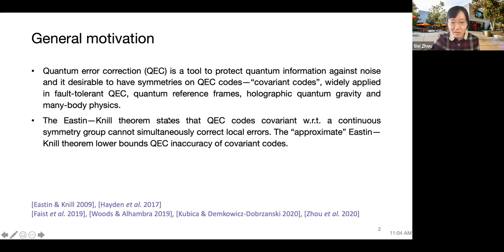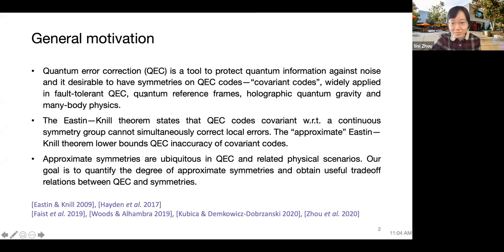Basically, it derives some lower bounds of the QEC inaccuracy for exactly covariant codes. So the motivation behind our work is that in these works, the symmetry is almost assumed to be exact, but approximate symmetry is actually ubiquitous in many different scenarios.